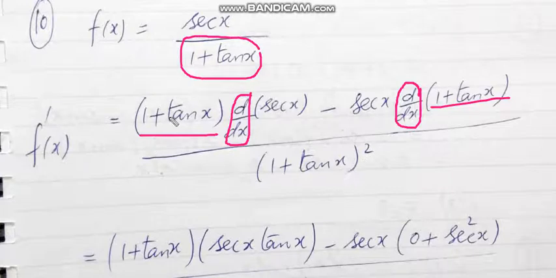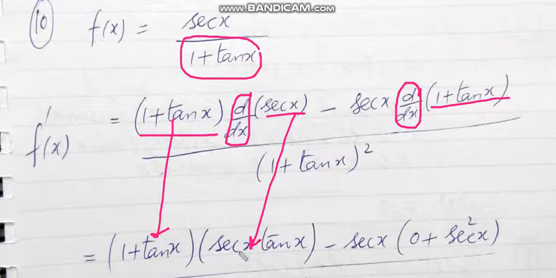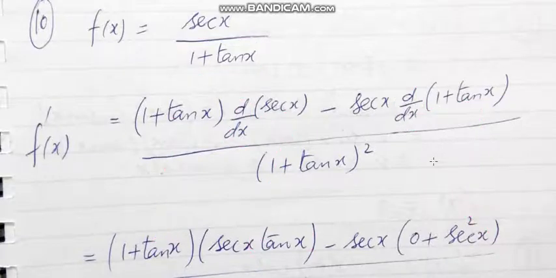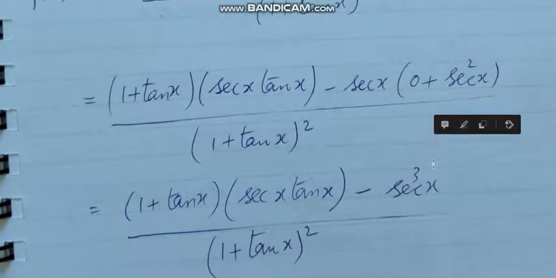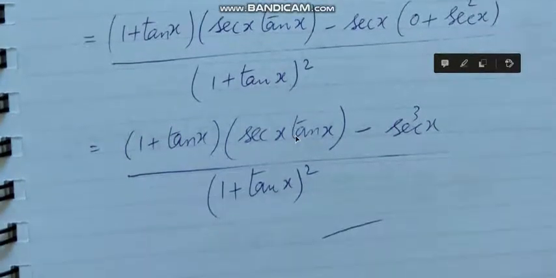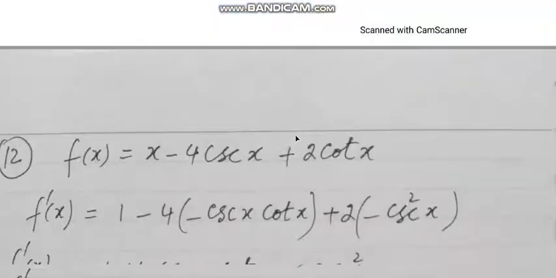x. Now 1 plus tan x comes as it is, then the derivative of secant x, and the derivative of secant x will be secant x tangent x, and the derivative of x will be 1. Then secant x as it is, the derivative of 1 that is 0, and the derivative of tan will be secant square x, and then the derivative of x that will be 1. So its simplification will give us the result. If you want to simplify it, you can. Otherwise, leave it after taking the derivative.